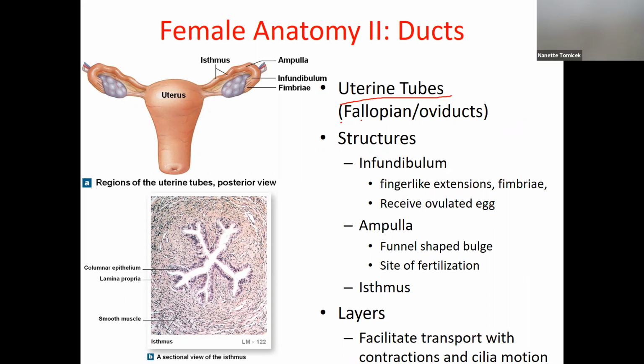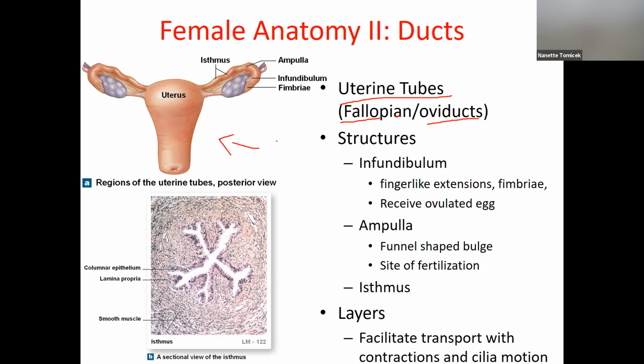Perhaps you've heard of the term fallopian tubes from a time when you took this course previously, or oviducts. All three are accepted names. I'm going to stick with uterine tube. It is my favorite and most descriptive of this structure.